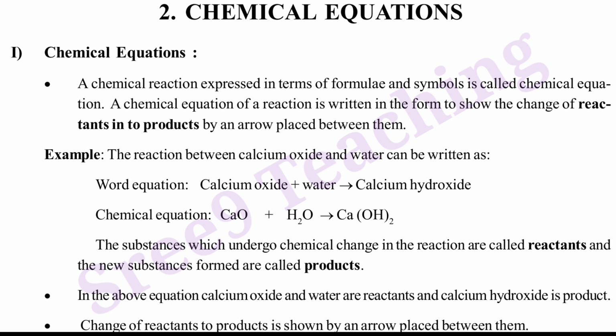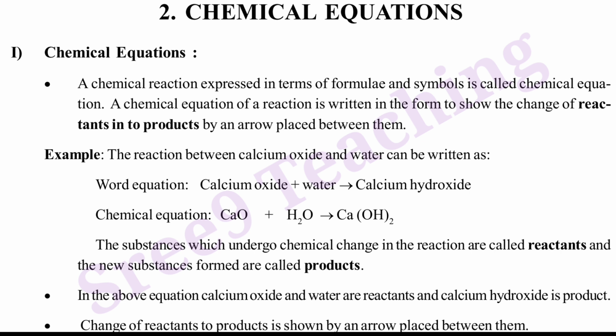Here, any two or more substances combine to give a new substance which is different from the previous substances; this is called a chemical change, which cannot be reversed to form the original substances. Okay, that is chemical change.